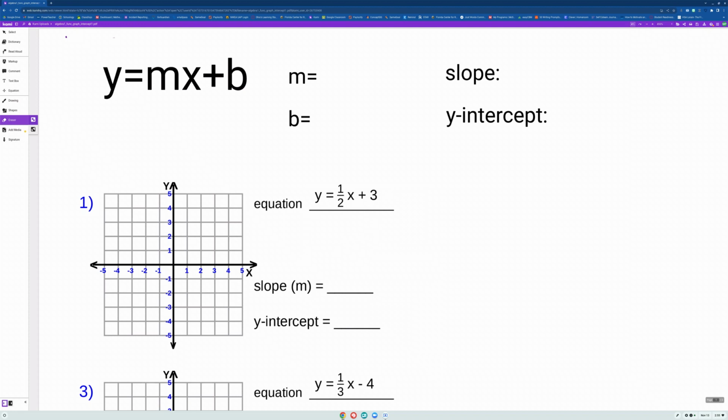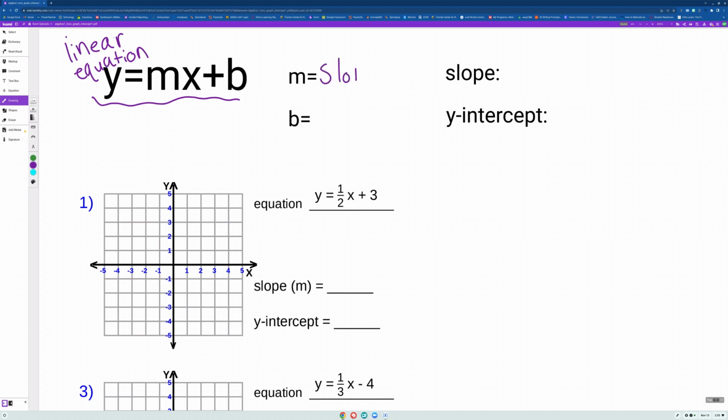All right, guys, we're going to go ahead and review graphing linear equations. So this thing right here is called a linear equation. A linear equation is written as y equals mx plus b, where m is our slope. When I say slope, I'm talking about our rise over our run.